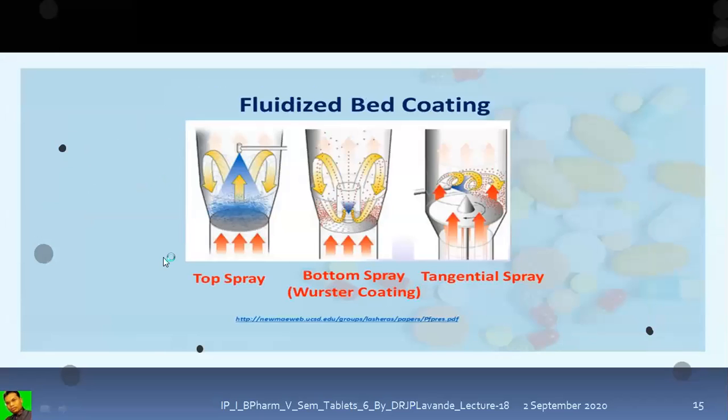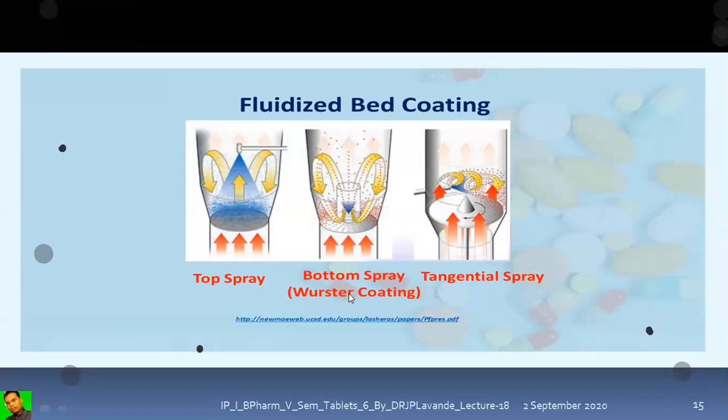You can see there are three different ways by which we can go for coating with the use of the FBD. This one is said to be the top spray, right? You can see here there is a spray assembly, and the coating solution is sprayed from the top, whereas the air is injected from the bottom.